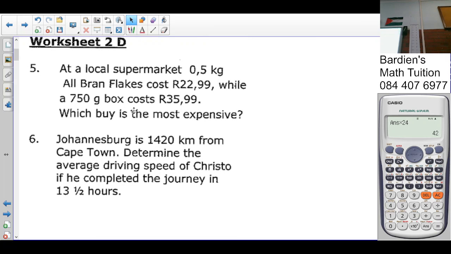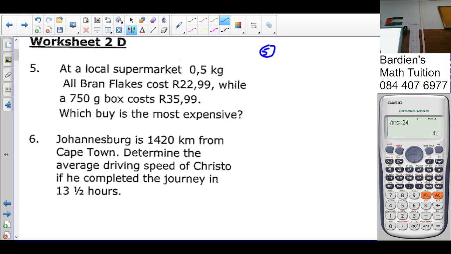Right, let's rather stick to the 2D. Number 5: at the local supermarket, 0.5 kilograms, or half a kilogram, of bran flakes costs 22 Rand 99, while a 750 gram box costs 35 Rand 99. Which one is the most expensive? So what I need to do is work out the rands per gram. I need to first get both to 1 gram.